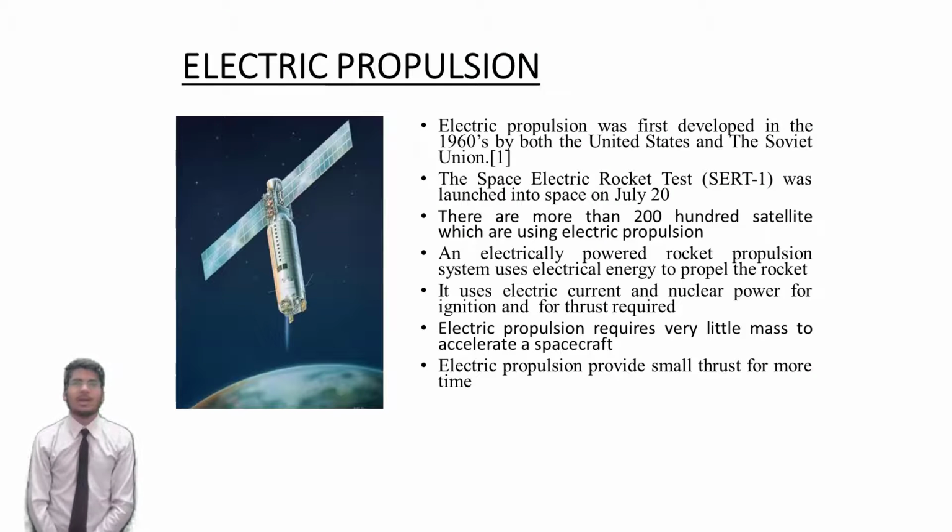Electrical propulsion was first developed in the 1960s by both the United States and the Soviet Union. The first electrically propelled satellite launch was SERT. It used electrical power to accelerate a propellant by different possible electrical and magnetic means. The use of electrical power enhanced the propulsive performance of electrical propulsion thrusters. Electrical propulsion required very little fuel to accelerate spacecraft.